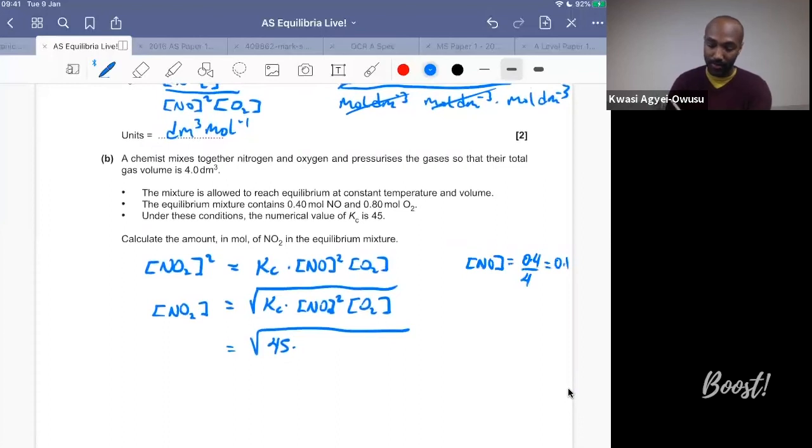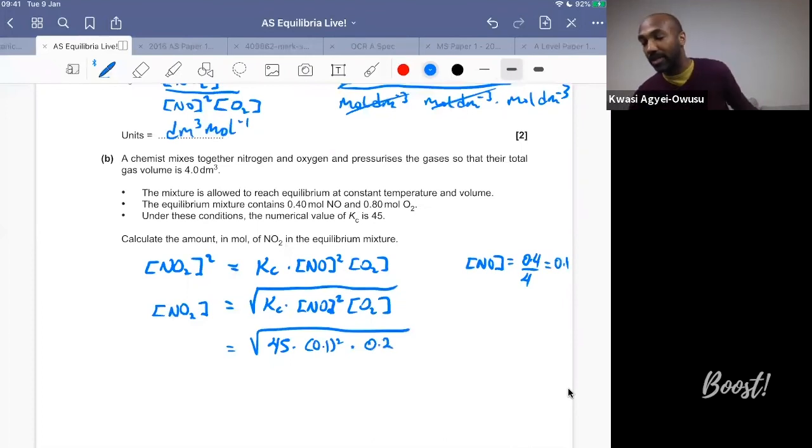Okay, so the 10th, yeah, so that's 0.1 squared. And oxygen would be, so we've got 0.8 moles of oxygen present in the same volume, so we would expect to have double the concentration of oxygen, so that would be 0.2. Okay, so we're pretty much set. Again, let's plug all of that into my calculator.